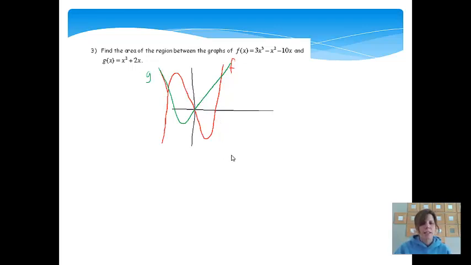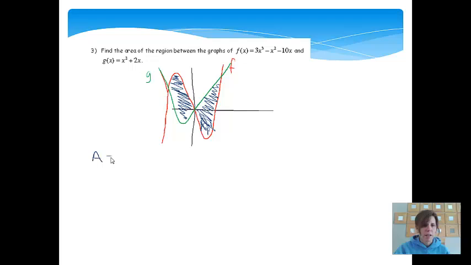All right, and so if we would like to find the area bounded by those curves, notice there actually is an area right here, and then there's another area off to the right side. So we actually want to find both of those areas. So we're going to find the areas of each one separately, and then we will add them together.